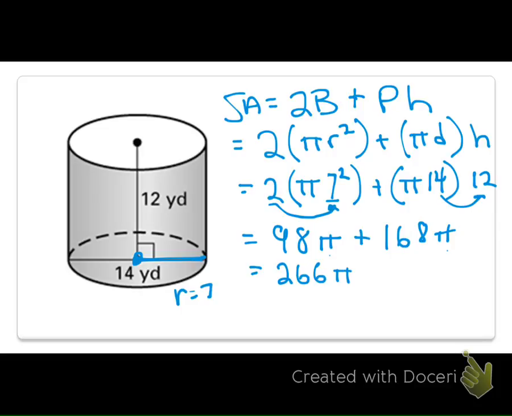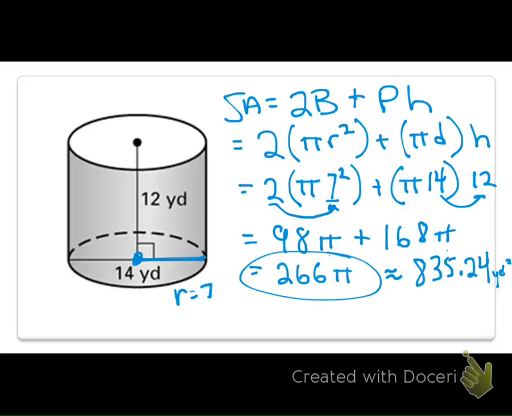Now there's going to be times where you run into problems and they ask you, what is it in terms of pi? This is the answer they're looking for, that unfinished, unmultiplied answer. It's actually more of an exact answer. So now if I want to approximate it, I'm just going to finish it out and multiply it times 3.14. And I have that the surface area of this cylinder is about 835.24 yards squared. And that's the surface area.